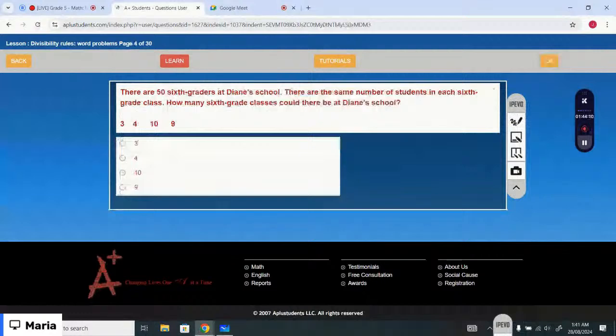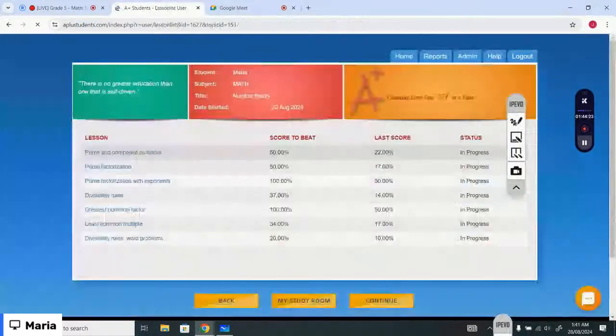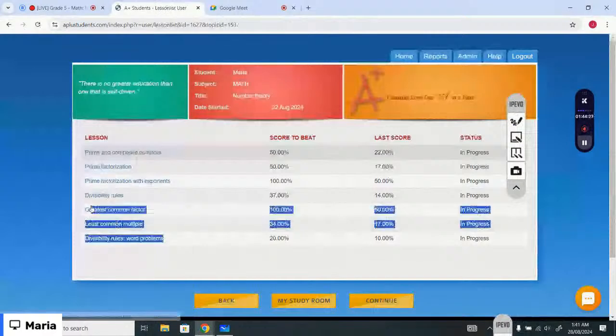Okay, you can complete the lesson by yourself later today. So we were working on grade 5 math. The chapter we were working on is number theory. The lessons we have covered today are divisibility rules, greatest common factor, least common multiple, and again divisibility rules word problems. Please make sure before the next session you complete all the practice questions for the lessons we just did. That is your homework until the next session.